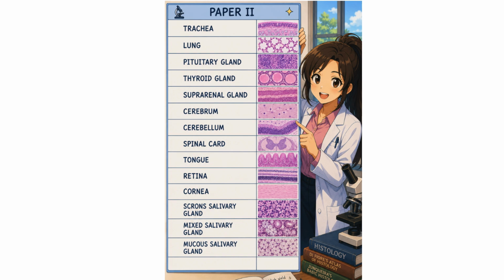For lung, you have to know pneumocytes, type 1 and type 2 pneumocytes, and alveoli are thin-walled air spaces in a honeycomb pattern. You have to know the difference between bronchi and bronchioles. Bronchi have cartilage, whereas bronchioles don't have any cartilage or glands. And you have type 1 and type 2 pneumocytes. Type 2 are surfactant-secreting cuboidal cells.